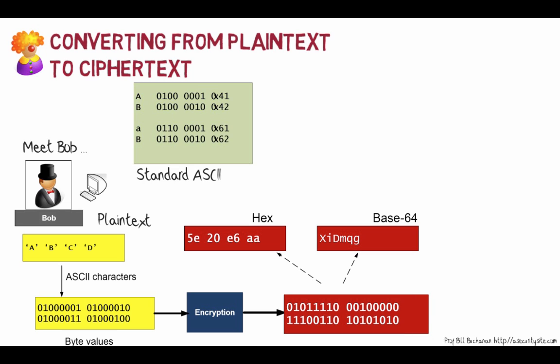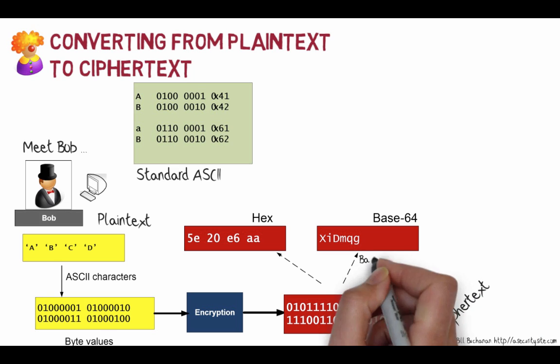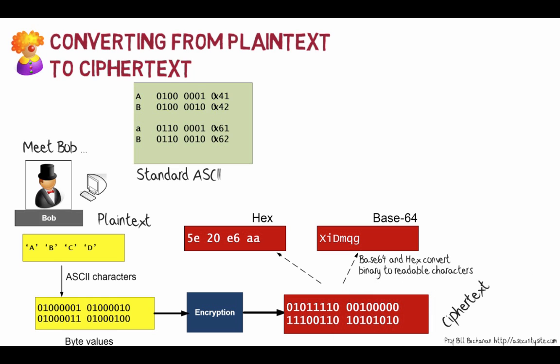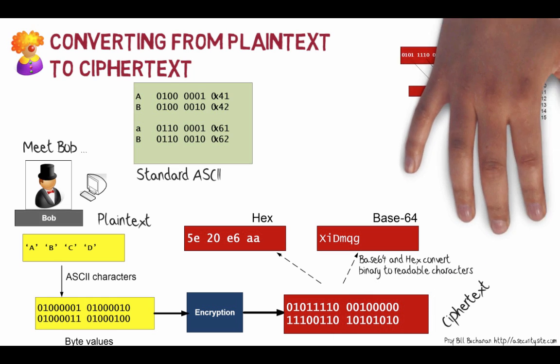We either represent it in hexadecimal, where we take 8 bits at a time and convert them into base 16, or into base 64. Both of these values are different representations of the same bit value. Okay, so this is our ciphertext here. And base 64 and hex are used to convert from our binary into readable characters.